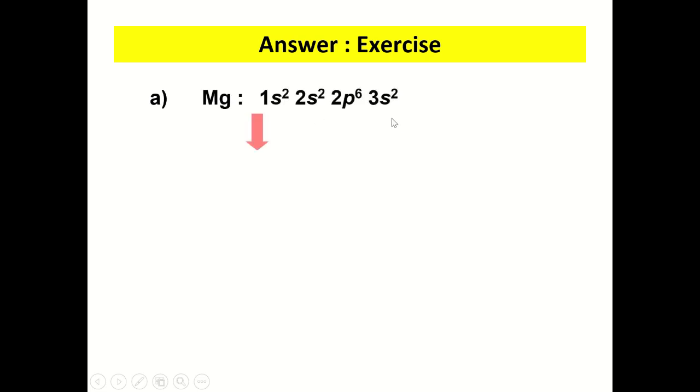So this is magnesium. You need to produce magnesium 2+. We have to remove electrons from the 3s orbitals.